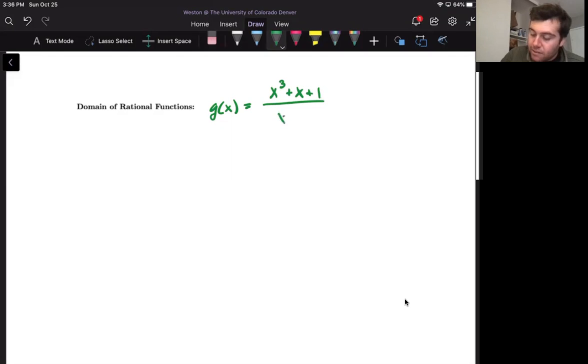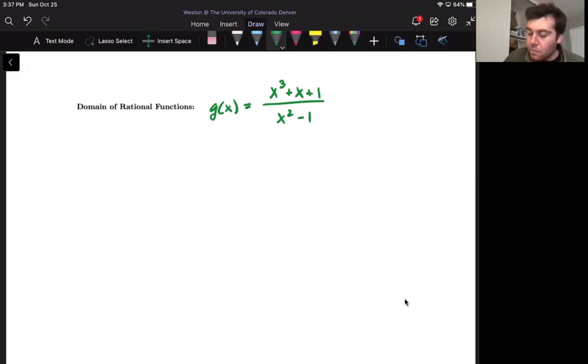Rational functions, unfortunately, are not that way. So quite often, the domain is not all real numbers. If we have this rational function g of x that's pictured above, we might be curious what its domain is. And it's not all real numbers. Take a second, pause the video and think about why.